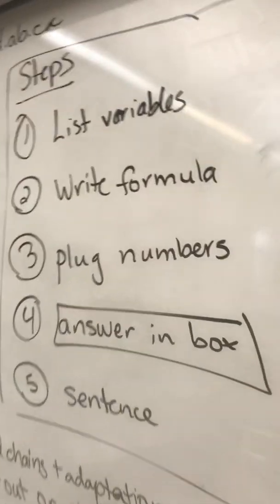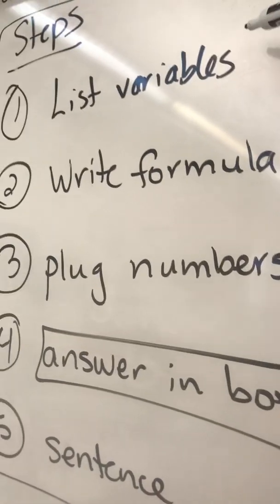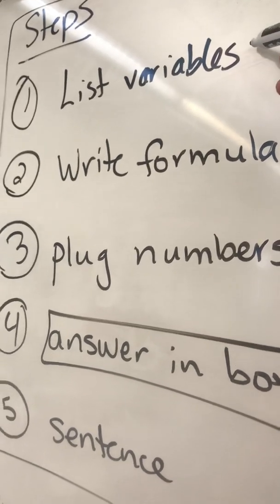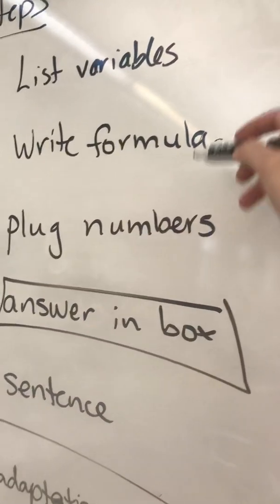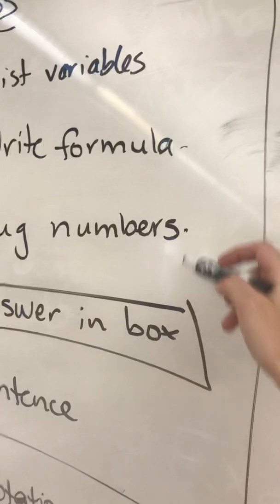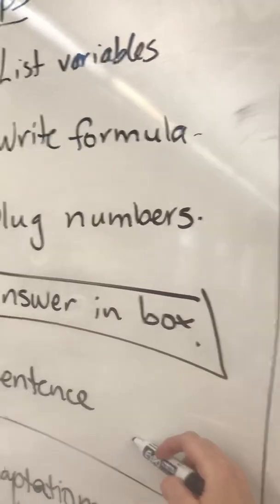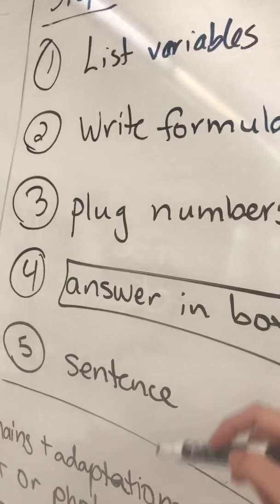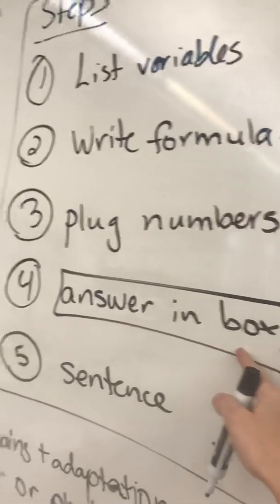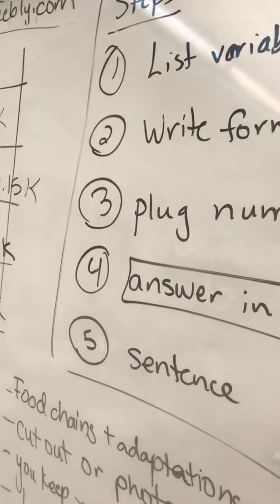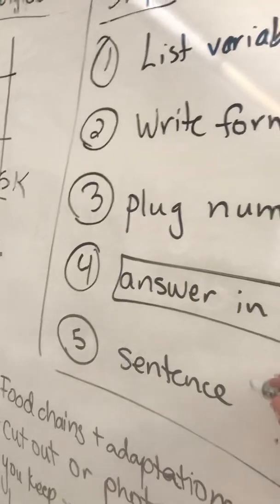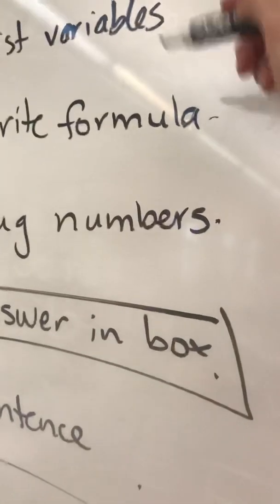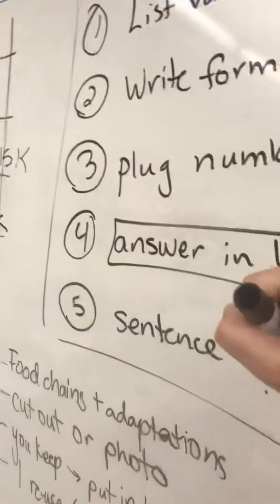So first we need to start by doing these 5 steps. The first thing you need to do is list your variables. Then write the formula, plug in the numbers, put your answer in a box and a sentence. Each of these are worth a point. So you can even get the answer incorrect and still get 80% if you do the other 4 steps. But if you do this process, you won't get the answer wrong.